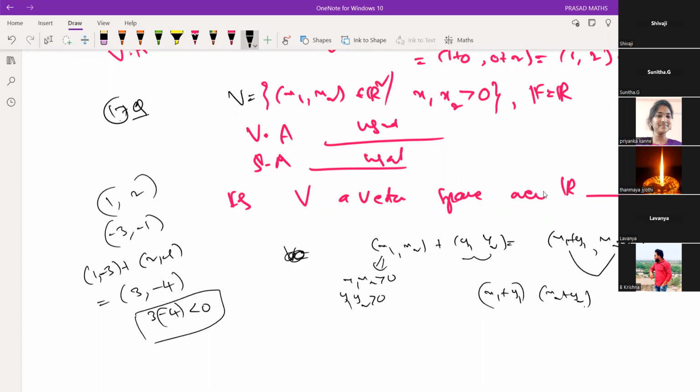Because x1 x2 is positive and y1 y2 is positive, there is no condition on x1 y2 and y1 x2. Therefore, it need not be positive. Therefore, it is a counter example. You can take this. Therefore, it fails to satisfy the closure property with respect to addition. Yes or no? Is it okay?